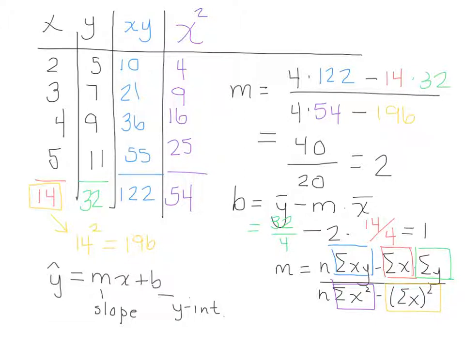When I calculate 32 divided by 4, or 8, minus 2 times 14 divided by 4, I get a y-intercept of 1. So now I have the important pieces of my regression equation, and I just plug them in. Y hat equals m, my slope, 2, times x, plus b, my y-intercept. There is the equation of my regression line.